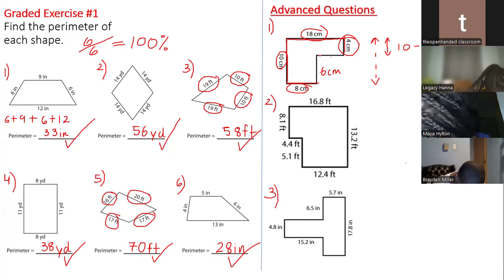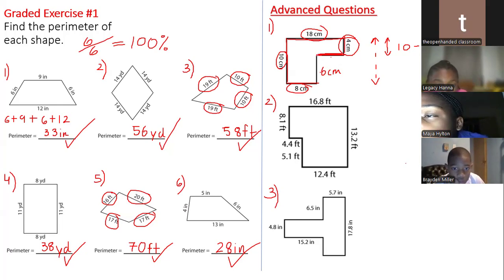And then we have to figure out what this part is right there. We have 18 on the top and we have 8 at the bottom. So in order to find that one, we have to do 18 minus what? 18 minus 8, which is 10. So that means this is going to be 10 right here. Now we can find the perimeter. All we have to do is add 10, 18, 4, 10, 6, and 8. So it's 10 plus 8 plus 4 plus 10 plus 6 plus 8.